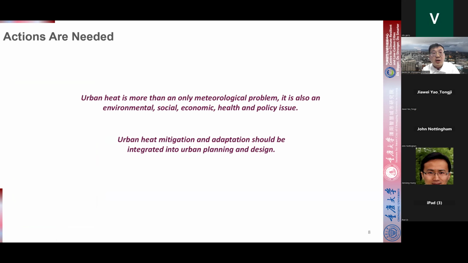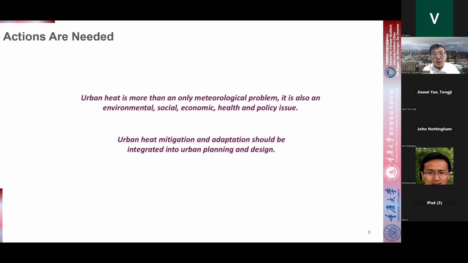But when we develop cool cities and communities, we have to highlight some information. In the past, we thought urban heat was just a meteorological problem. In recent decades, we find that urban heat is an environmental problem. But we have to say that urban heat is a social, economic, and health problem. In the future, if we would like to integrate urban heat into planning and design practices, we have to push government to develop different tools and policies. We think this is a policy and decision issue.